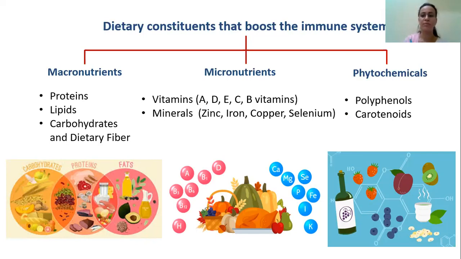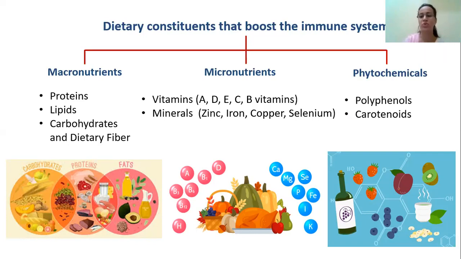As far as the macronutrients are concerned, as the name itself suggests, macro meaning large. So these are the nutrients which need to be present in the diet in large amounts. They comprise of proteins, lipids, carbohydrates, and the dietary fibers. Next, coming to the micronutrients, they are actually required in very small, minute amounts in our diet. And they include the vitamins, which are A, B, C, D, E types, and the minerals, which include zinc, iron, copper, selenium.